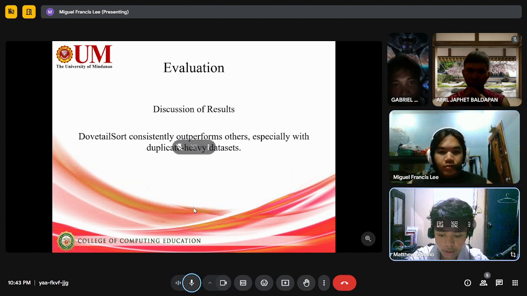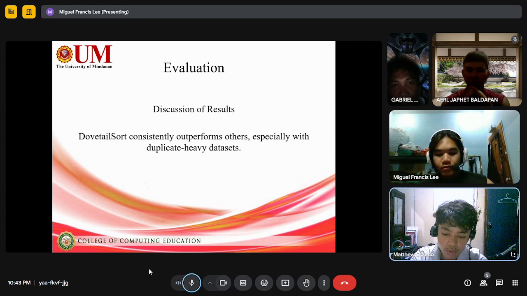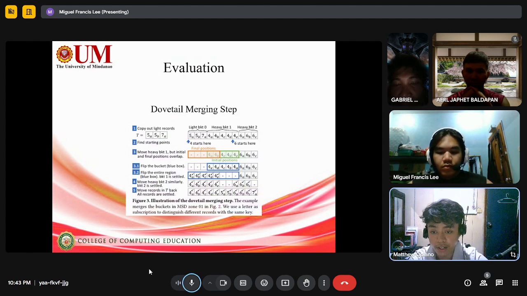So, for the discussion of results, dovetail sort showed superior performance, proving its efficiency and scalability in real-world conditions. One unique feature of our implementation is the dovetail merging step, which carefully balances memory and processing time when merging subarrays.